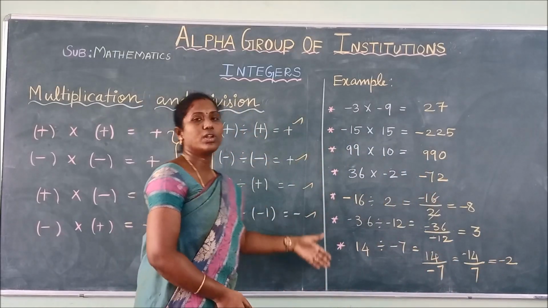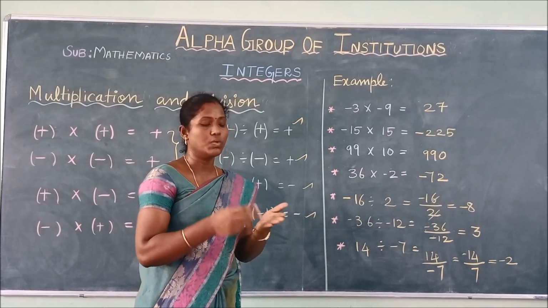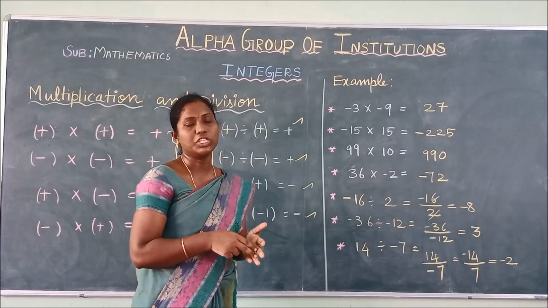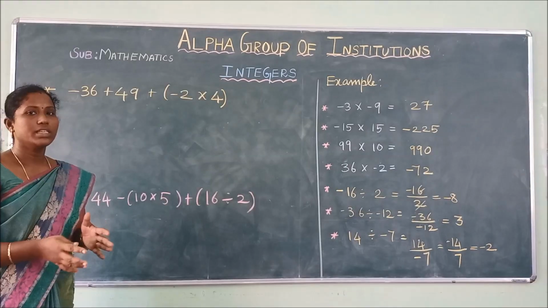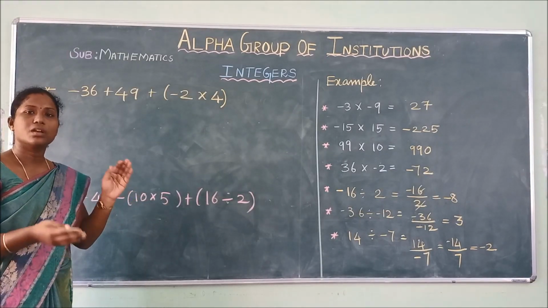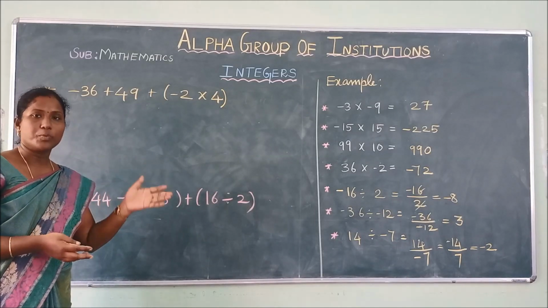Okay, here we have solved enough examples based on this rule. We have to be thorough with the rules of addition and subtraction for integers, and also multiplication and division for integers. Then we can solve all the problems. See children, two more examples, just using the operations addition, subtraction, multiplication, and division in the same problem.